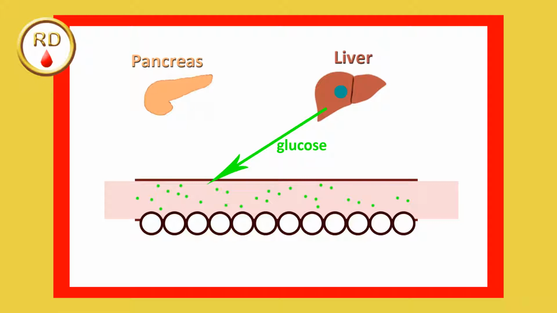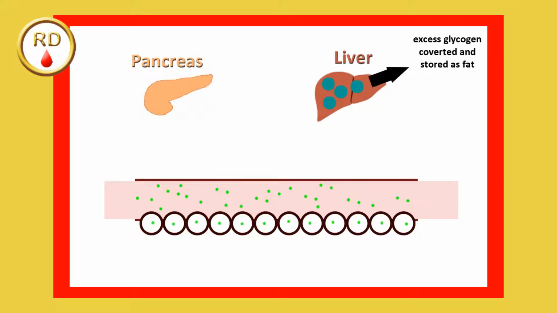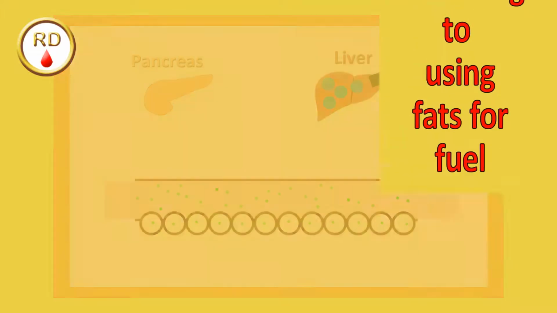But when we eat too much, the body can't store all that glycogen in the liver, so it has to do something with it. The excess glycogen is then converted into body fat and is stored in the fat cells of the adipose tissue.